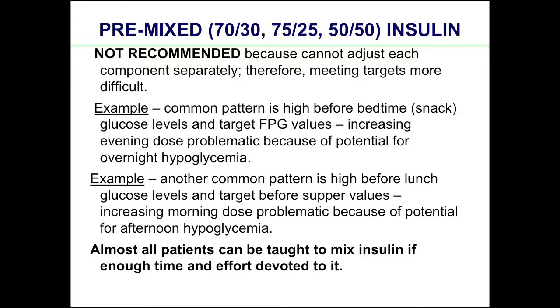Now, pre-mixed insulins. We use them at MLK as little as possible. And the reason is that you can't adjust the intermediate-acting insulin and the short-acting insulin separately. So a common pattern, for instance, is before bedtime you're very high, you're eating a big supper, and you're okay the next morning, and by increasing the before-supper pre-mixed, you're jeopardizing or increasing the chances of getting a low blood sugar overnight before you can control the before-bedtime sugar. So you don't have much flexibility using a pre-mixed insulin.